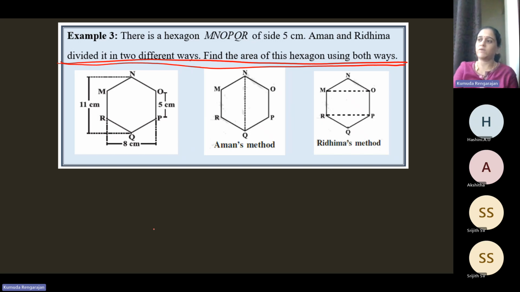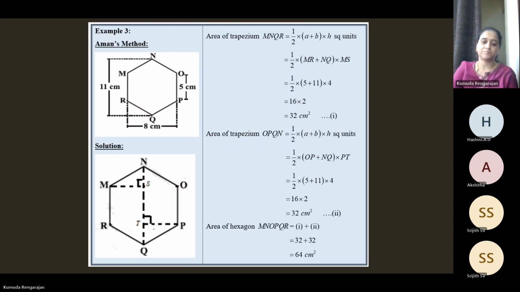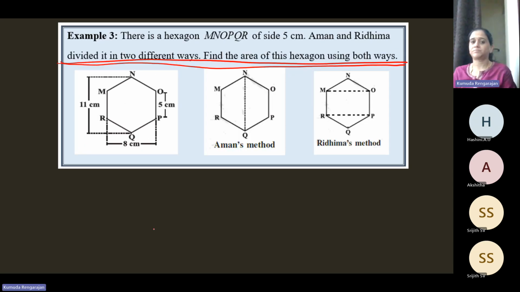32, maybe you have one trapezium. 32. Two trapezium. One trapezium, one trapezium. 16, 16.